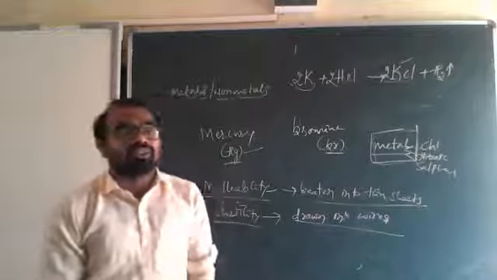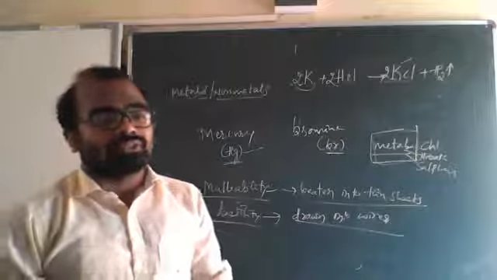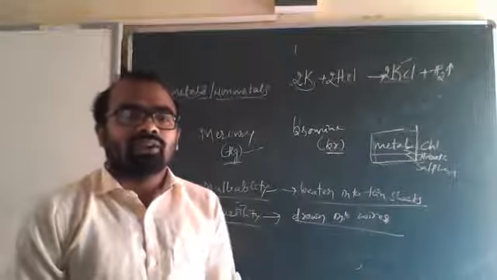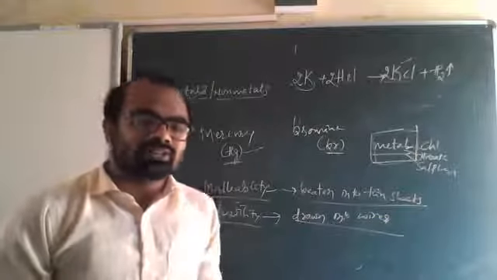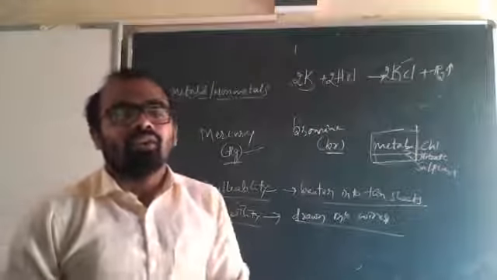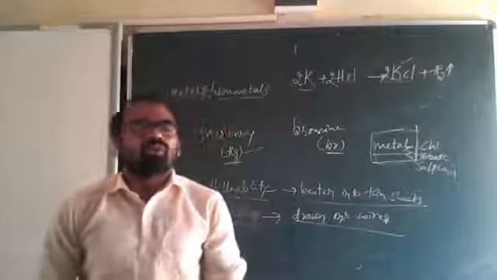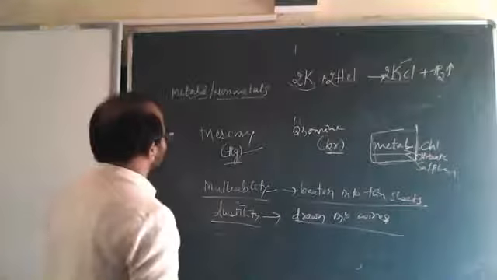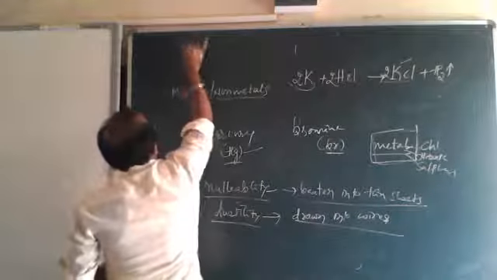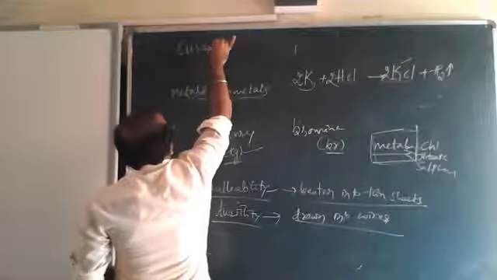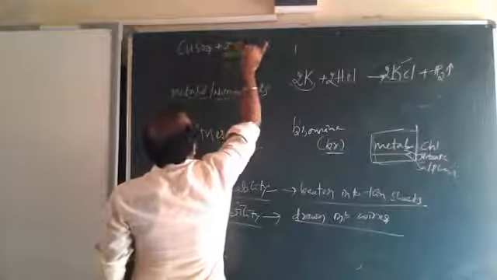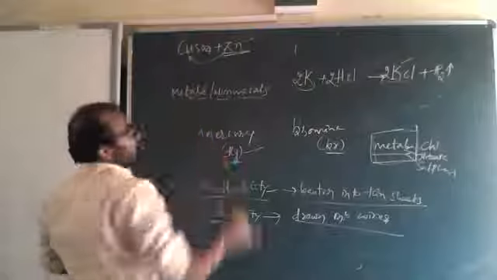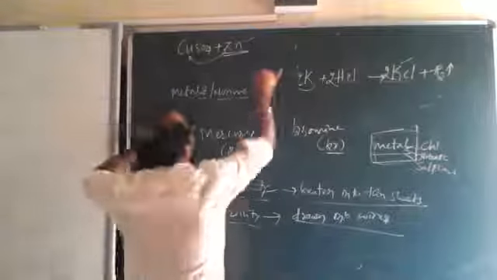And of course there is one displacement reaction. What is a displacement reaction? Whenever a more reactive metal displaces a less reactive metal from its aqueous solution, we call it a displacement reaction. For example, if I take copper sulfate, CuSO4, plus zinc. Zinc is more reactive compared to copper. Copper is the less reactive metal. So what happens?